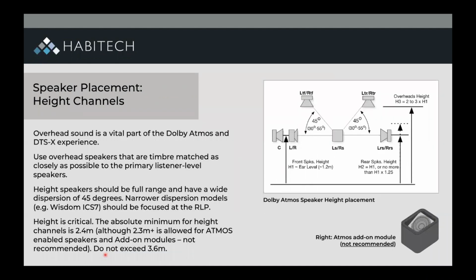When it comes to height placements, overhead is a vital part of Dolby Atmos and DTS:X. So if you can, always use heights. There is an exception at the bottom of this page that we're going to come to. Use overhead speakers, make sure they're timber matched. Don't start using cheap in-ceilings because you happen to find them in the back of your van. You do need to use speakers of the same caliber and quality as the front, rear and sides.